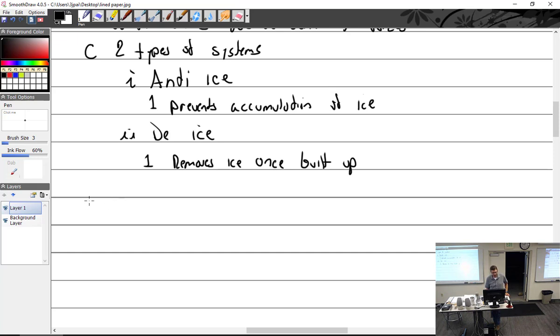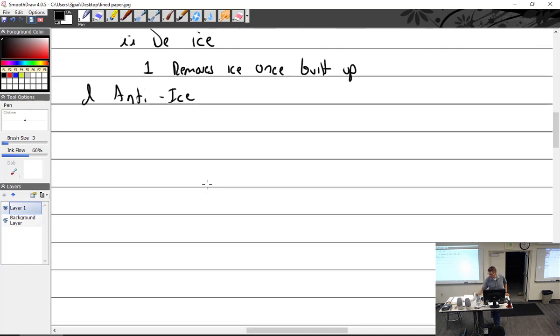So my notes kind of go back old school. So I have the anti, but I'm not going to bust your chops on this. You just tell me how the system works, and if you get the name wrong, well, it doesn't matter.